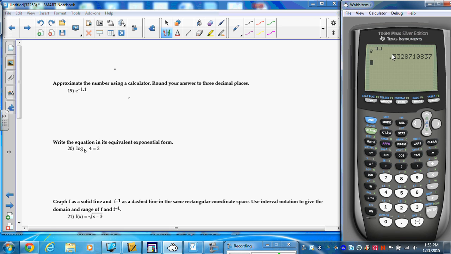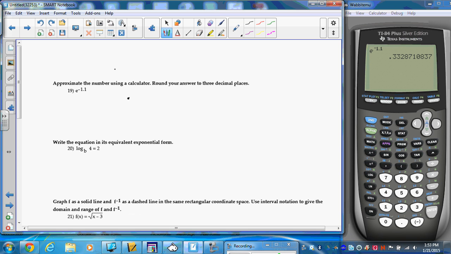So you can see that it is a pretty small number. And it says to round our answer to 3 decimal places. So the answer to this is 0.333.